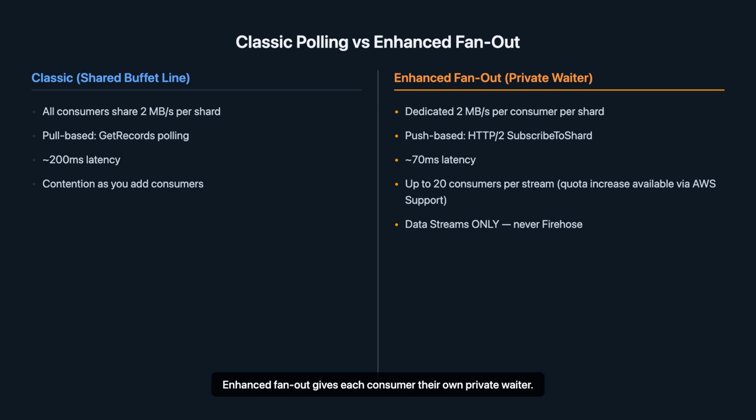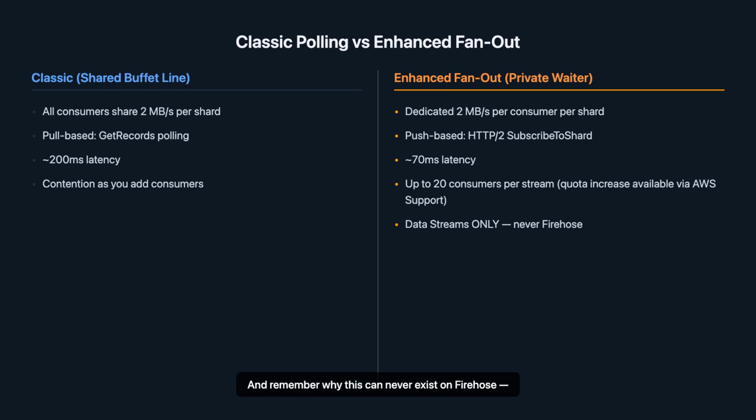Enhanced fanout gives each consumer their own private waiter. Each registered consumer gets a dedicated 2 megabytes per second per shard, pushed straight to them over HTTP2 using subscribe to shard. Latency drops to about 70 milliseconds. You can register up to 20 consumers per stream by default, with the ability to request a service quota increase through Amazon Web Services support.